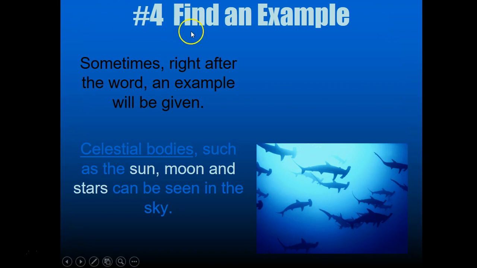And the last strategy is find an example. Sometimes right after the word, an example will be given. Here's an example. Celestial bodies such as the sun, moon, and stars can be seen in the sky. Well, if I'm trying to figure out what celestial bodies are, it gives me examples like sun, moon, and stars. I know that celestial bodies must be things that are in the sky. So if it gives an example of the word afterward, that would be an example context clue.